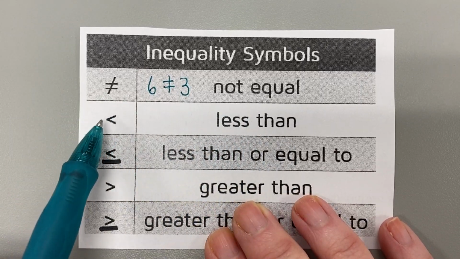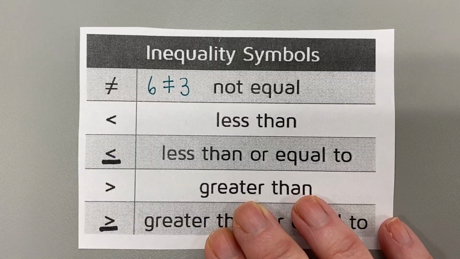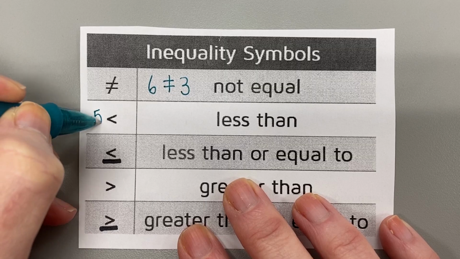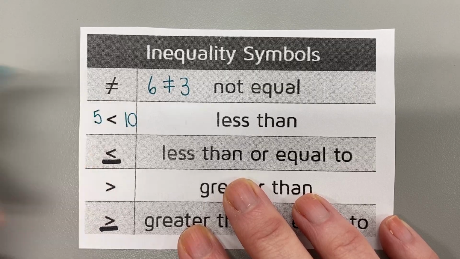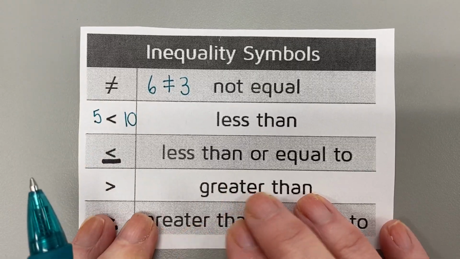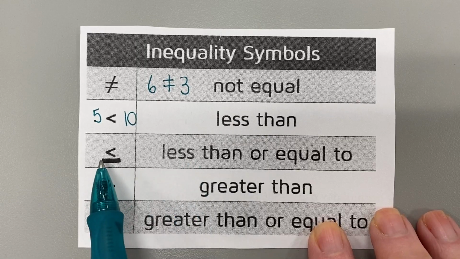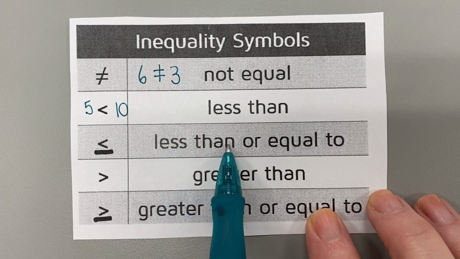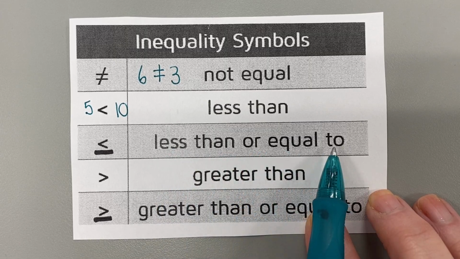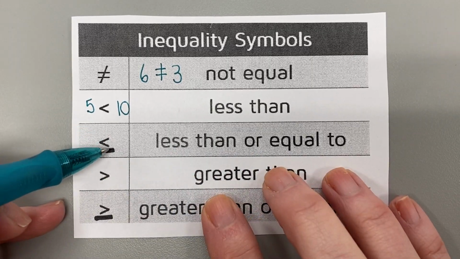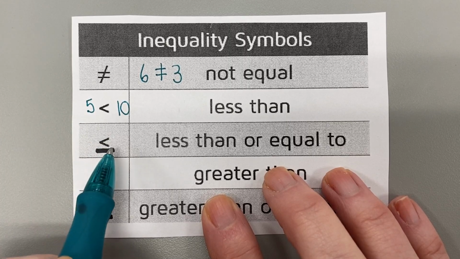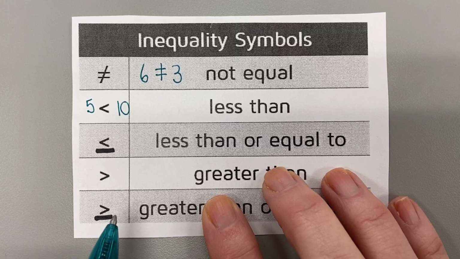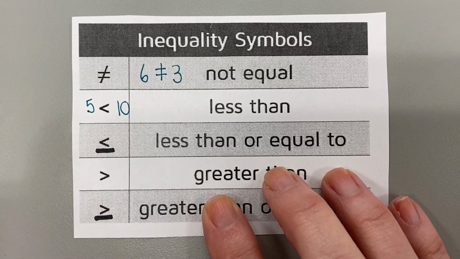Less than, we've already talked about. I asked you to memorize what that symbol looks like in our last unit. So that's less than. That might be something like 5 is less than 10. True. Then we have this new one. We did not talk about this before. There is a symbol that is called less than or equal to. So it's the less than symbol, just like this, but underneath it, it has part of an equal sign. That means less than or equal to.